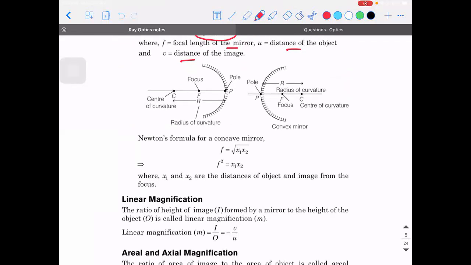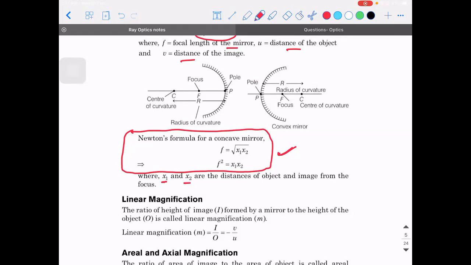Next, there is something called Newton's formula for a concave mirror. Make a note of this formula also. F is equal to root of x1 into x2, or f square is equal to x1 into x2, where x1 and x2 are the distances of the object and the image from the focus. See, generally the object distance and image distance are calculated with respect to what? They are calculated with respect to the pole.